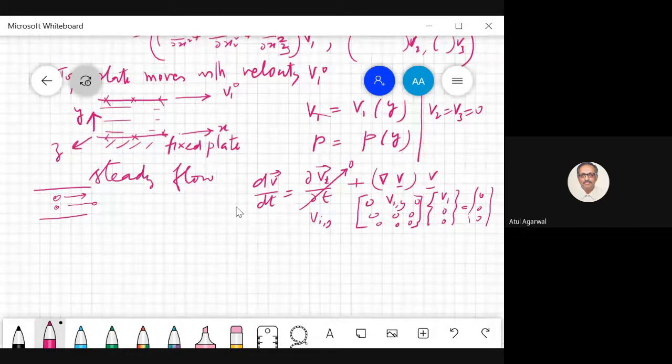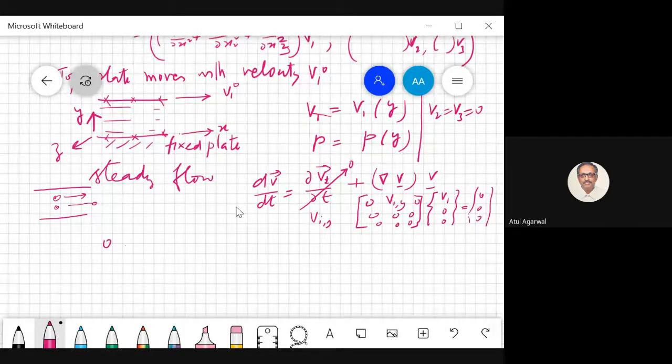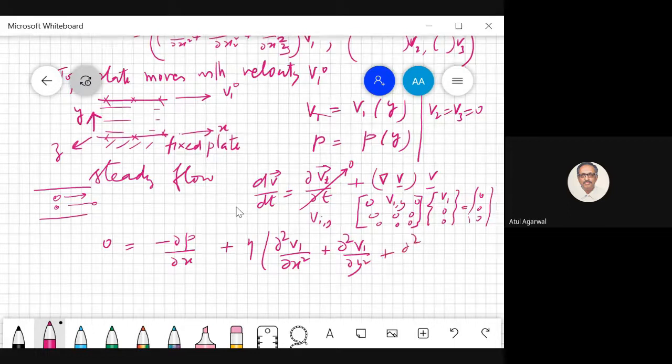So we write the first equation. Your acceleration term is zero, so this becomes minus del p by del x plus eta del square v1 by del x square. Any problem with this equation? Now in this equation, you see v1 is only a function of y. So these terms go to zero. So what do you get?